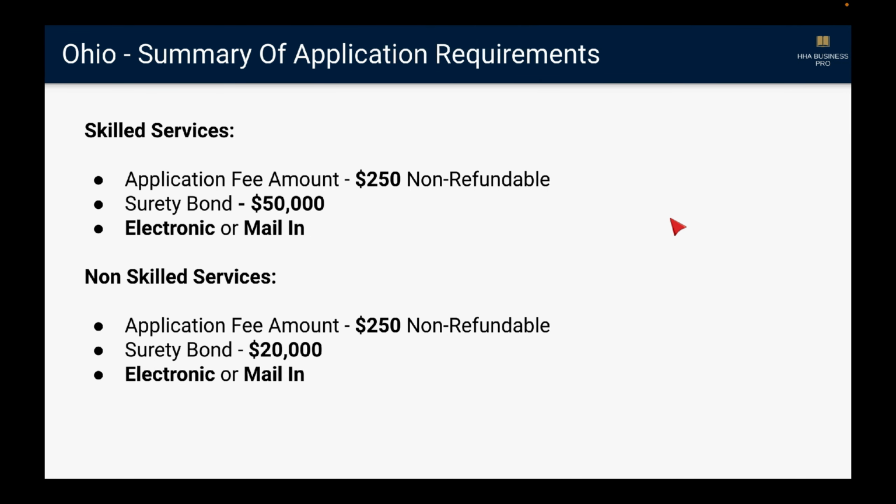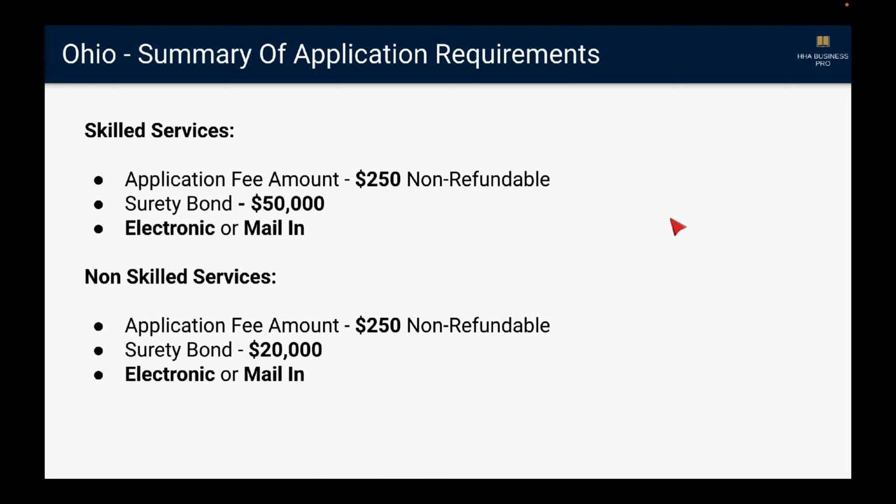For the state of Ohio, in brief, you have two options. You have the option to apply for what is called skilled services, or you have the option to apply for what's called non-skilled services. The skilled services just means that you would have to hire registered nurses and more experienced caregivers, versus the non-skilled services where you're hiring home health aides or CNAs.